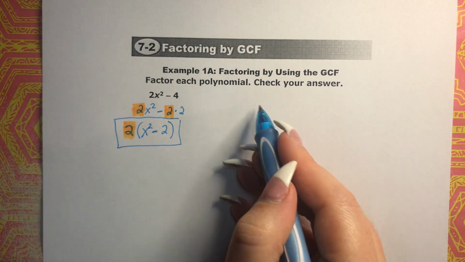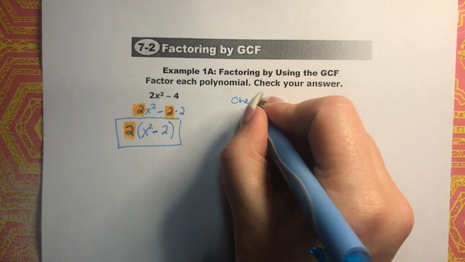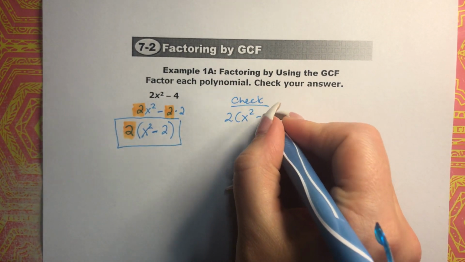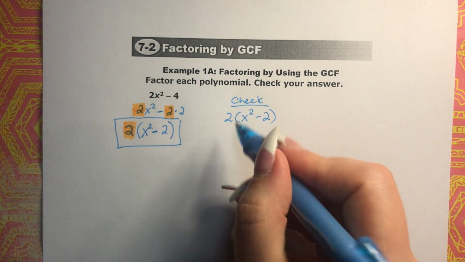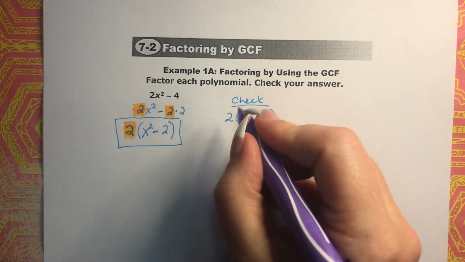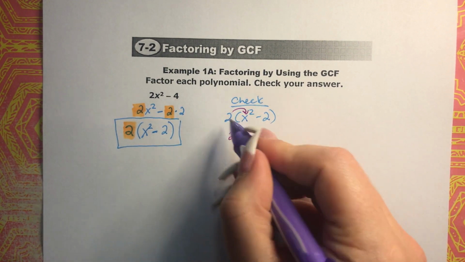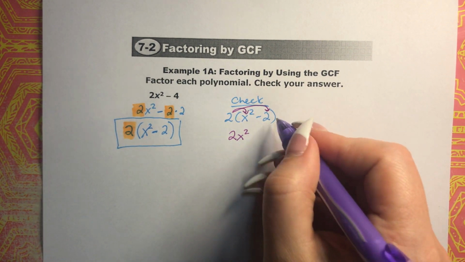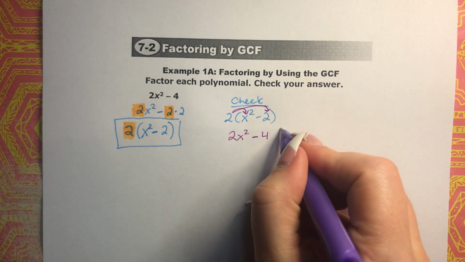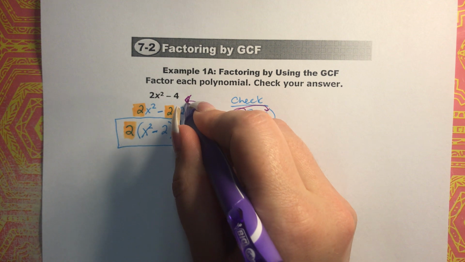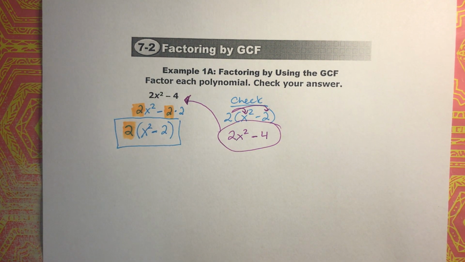It wants us to check that answer, so I'm going to write the word check. I'm going to rewrite this: 2 multiplied by the quantity x squared minus 2. To check it, we do the distributive property. 2 times x squared is just 2x squared, and then 2 times negative 2 is negative 4, and there you have it. We have the same thing, so we know that we did this correctly. Do you guys see that?